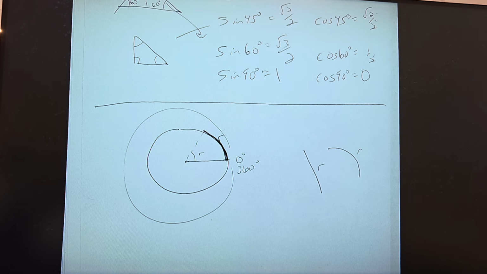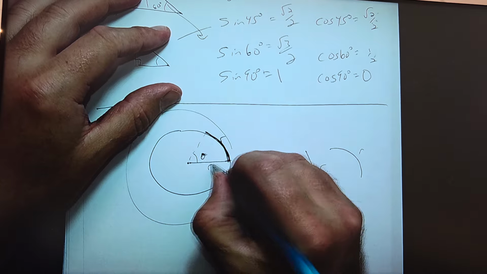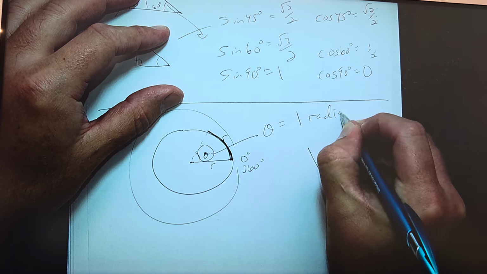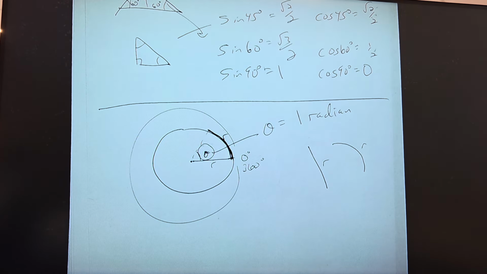Are you ready for this? This is kind of silly. How many radiuses did that person walk along the circle? One. So we call this angle 1 radian, where radian literally means number of radii, or as I like to say, number of radiuses.